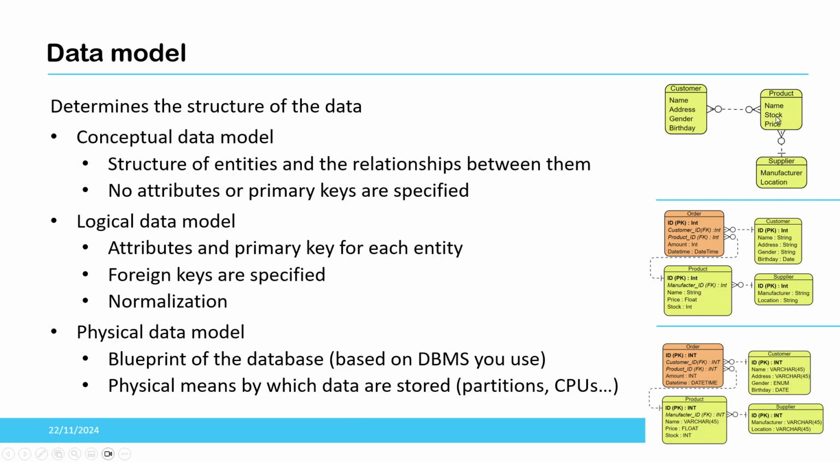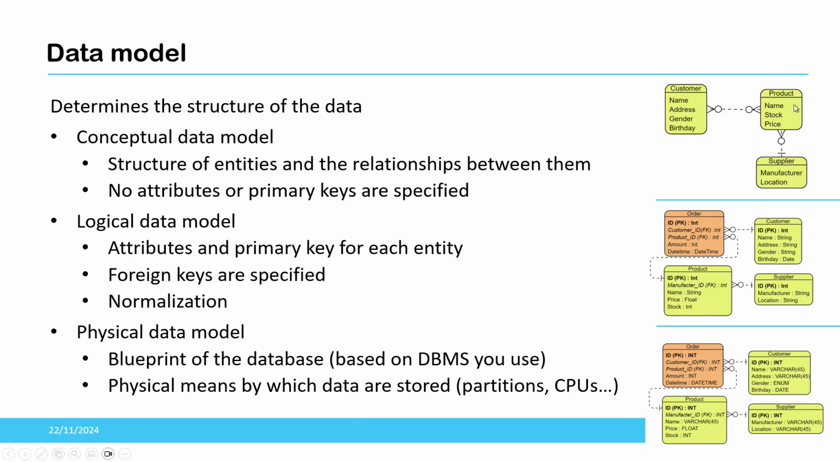Other examples, the stock, I can have 5 pots of Nutella in my store. So 5, but not 5.5. So this will have to be an integer. And the price, I don't know the price currently, but it will be some floating point number. So I want to store it as a float. Here, that's what you can see.